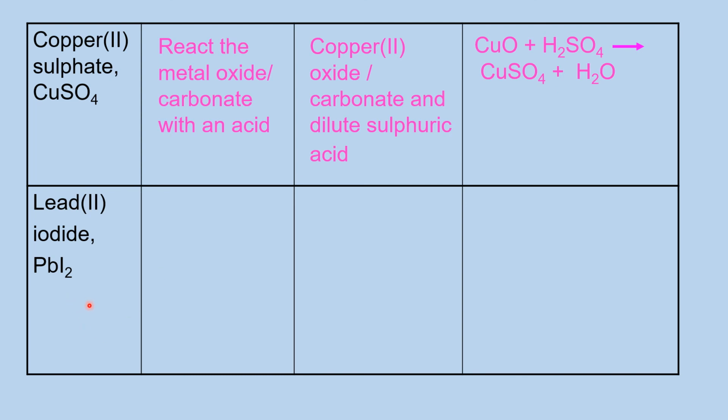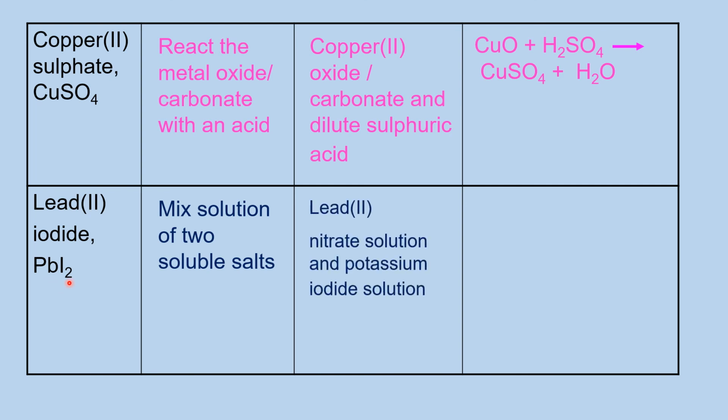How about lead iodide? Lead iodide is an insoluble salt. Okay, so the method should be double decomposition, mix two soluble salts that provide Pb2+ and I-. So your suggestion is lead nitrate. Okay, very good. Is there any other? For lead, it is always lead nitrate, there is no other option. Lead sulfate is an insoluble salt, lead carbonate is an insoluble salt, lead chloride is an insoluble salt. The only soluble salt for lead is lead nitrate.